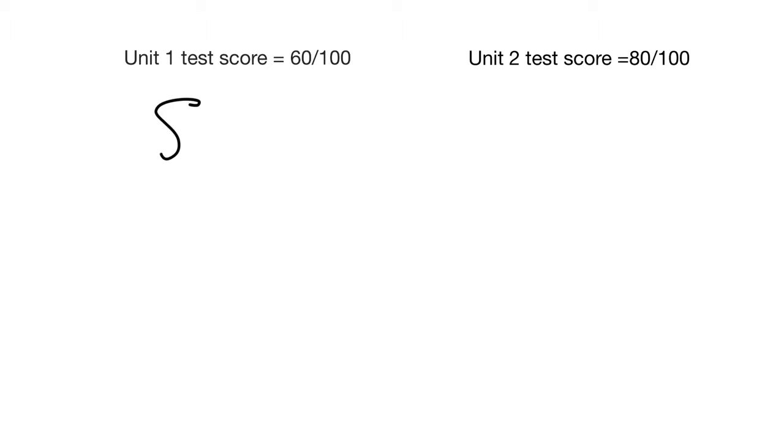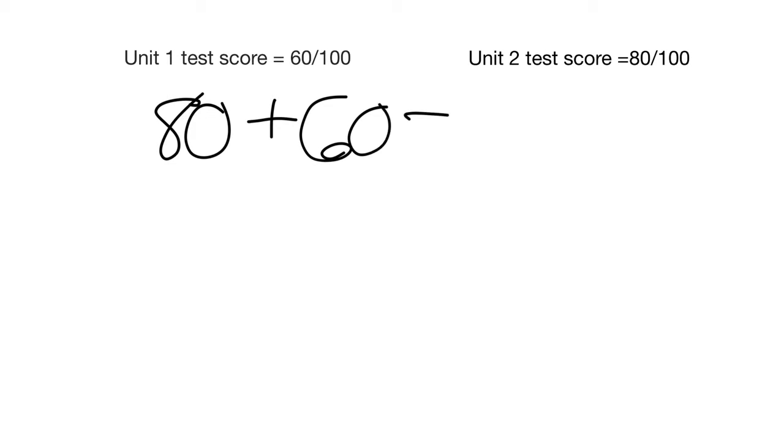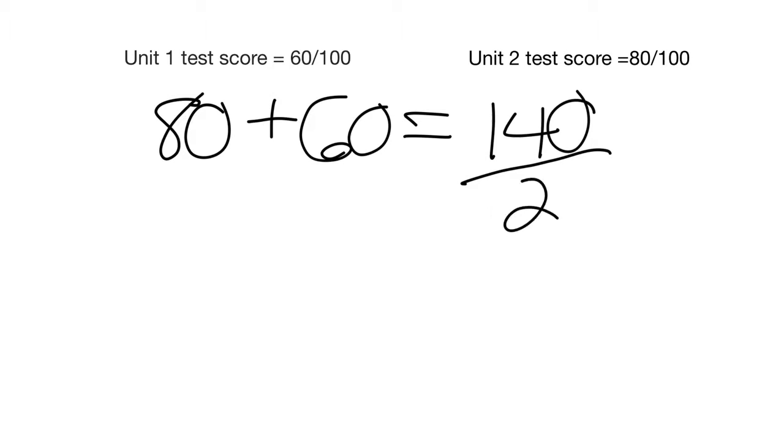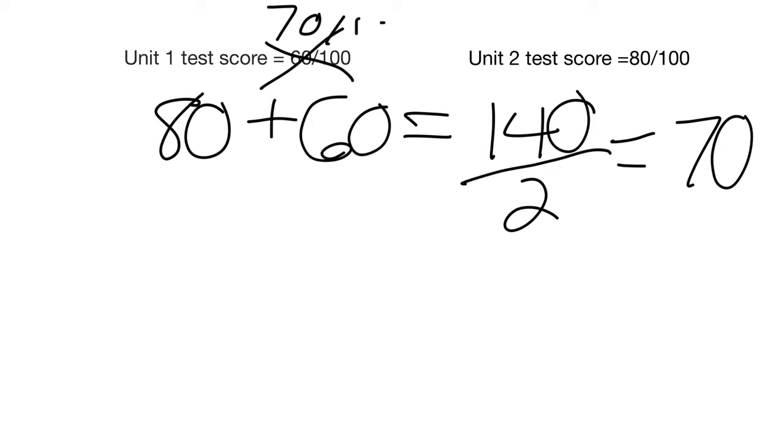You're going to have an 80 from the second test plus the 60 from the first, which is going to give you 140. Take that, divide it by 2 for the average, and you're going to end up with a test score of 70. This 60 out of 100 would be replaced with a 70 out of 100 in Aries. And that raises your grade quite a bit.